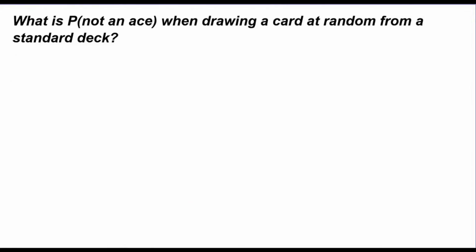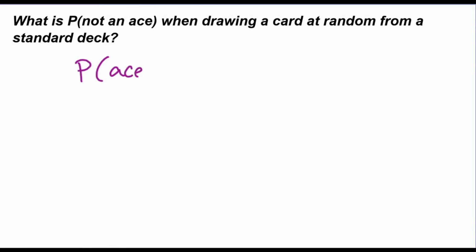Let's take a look at another example. What's the probability of not an ace when drawing a card at random from a standard deck? Well, that's much, much more likely than drawing an ace. So if I know the probability of drawing an ace, all the other possible outcomes are not an ace. So I'm going to use the complement to help me find this probability.